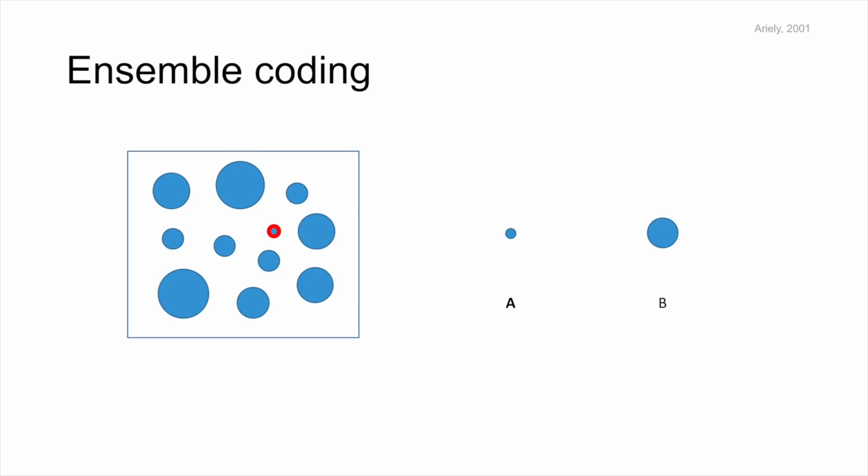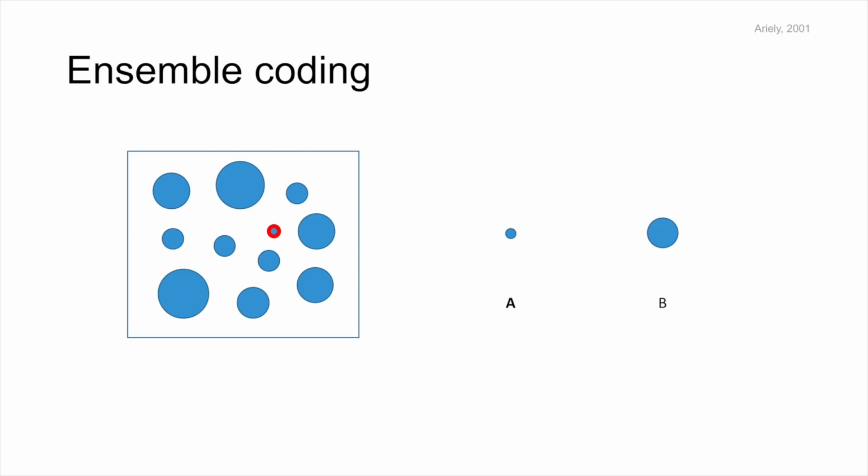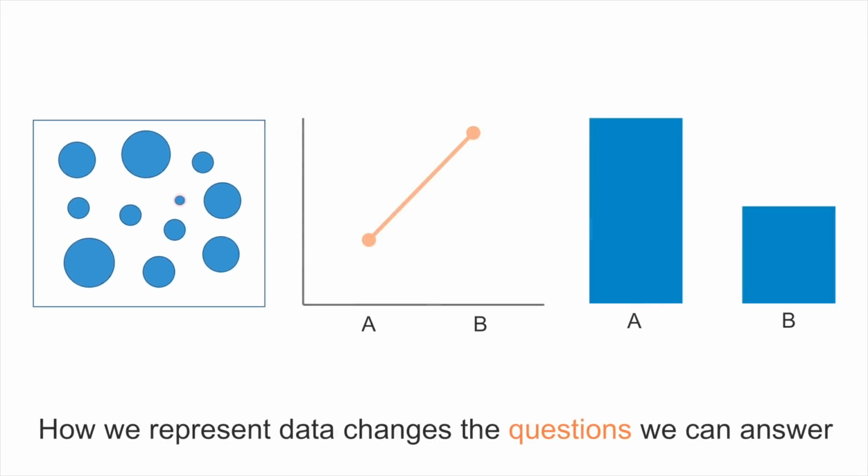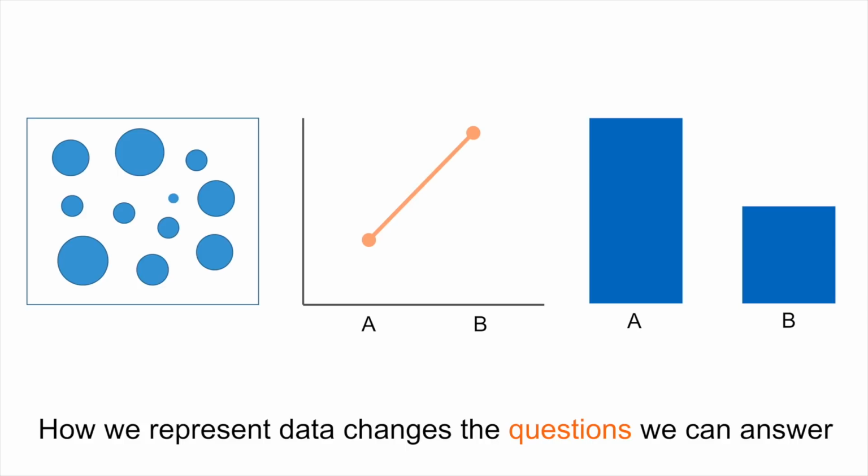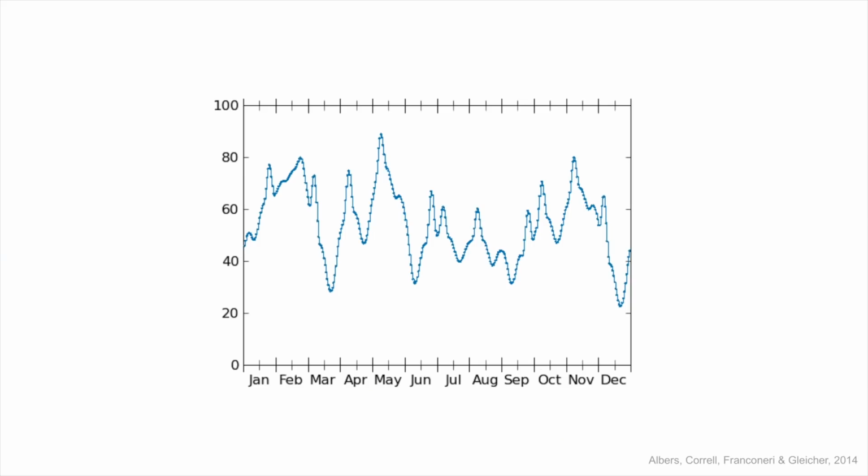This is an example of a phenomenon popularized by Ariely in 2001 called ensemble coding. The basic idea is that our brain is actually capable of very quickly estimating aggregate statistics about visual data, such as the average size of points in our scatter plot. And we can do that at just a glance. If we consider all of these studies together, this suggests that the ways we visualize data change the questions that we can answer. So how do we manage all of these different guidelines?